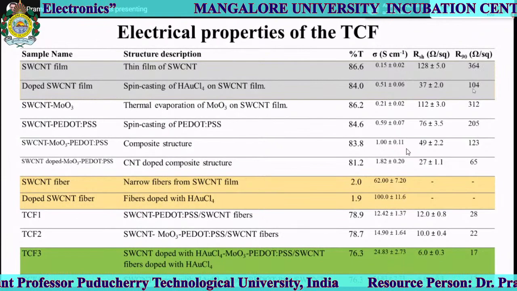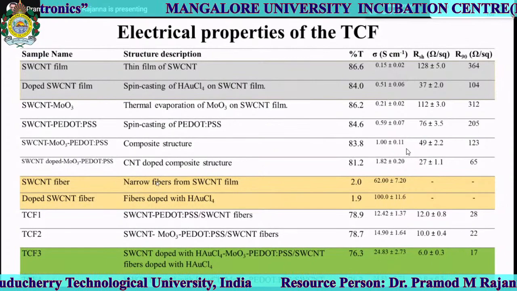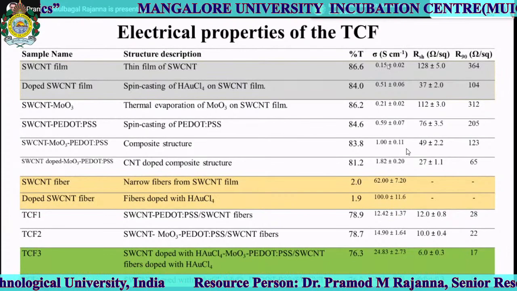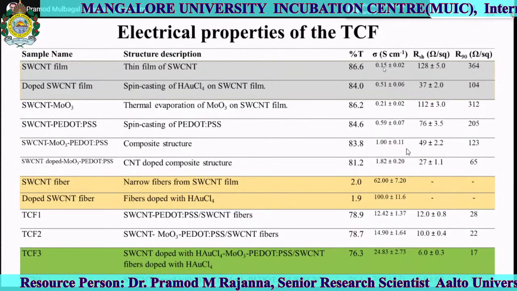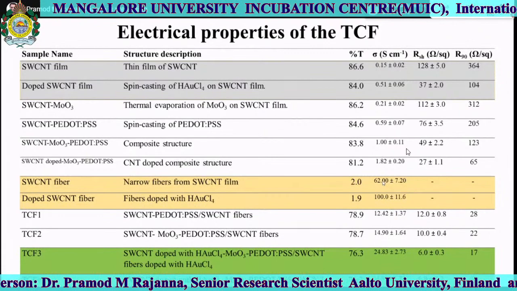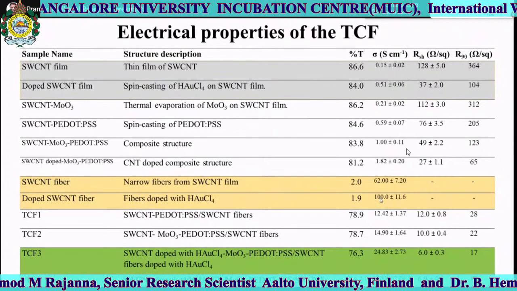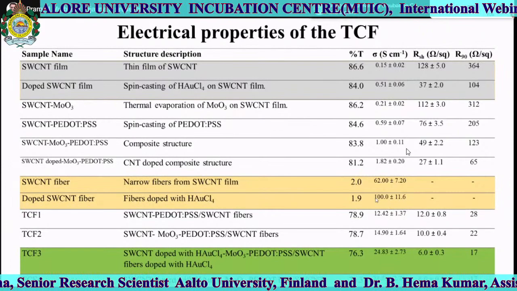And then using the same carbon nanotube film, the fibers have a conductivity. Since it's fiber, it cannot be expressed as ohm per square. We need to check the conductivity. So if we pay attention to the conductivity values, it increases from 0.15 for a film to 62 Siemens per centimeter, which is two orders of magnitude. And then for a doped film, from 0.51 to nearly 100 Siemens per centimeter, by three orders of magnitude. So the difference between the film and the fiber in conductivity range is three orders of magnitude.